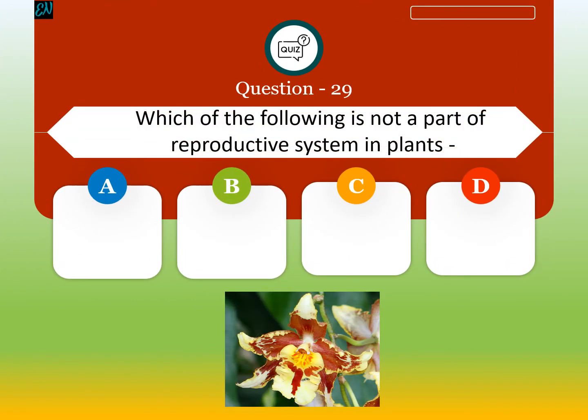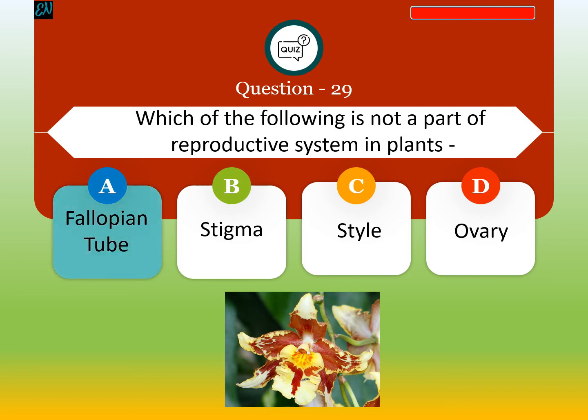29. Which of the following is not a part of reproductive system in plants? Fallopian tubes, stigma, style and ovary. And the correct answer is fallopian tube. Fallopian tube is not present in plants. It is present in humans.